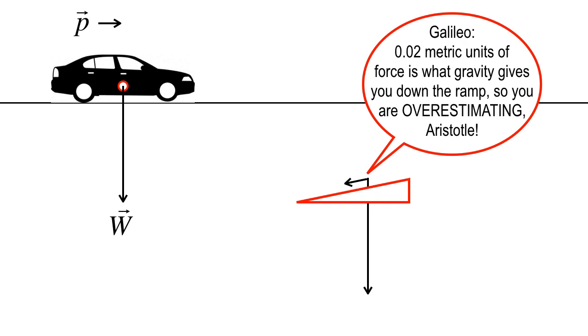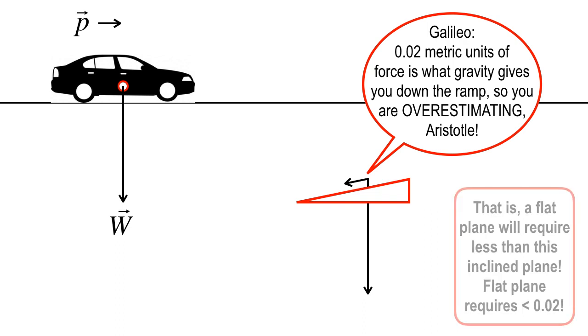So no matter what Aristotle said, the flat plane is going to require less than any number that he can propose. So if Aristotle says, all right, well, let me dip it down to 0.01, well, Galileo can say, all right, I can build a ramp 1 to 5 instead of 2 to 5, or 1 to 10 instead of 1 to 5. It's no problem. It's still a ramp, and it's not flat.